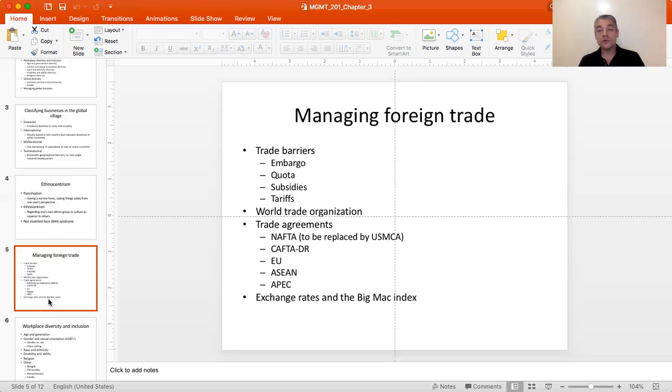Whether or not this protection is actually good for your domestic industry is a big question, but you see that the United States has imposed tariffs against China in many different industries and many product categories. China is doing the same against US exports. And this is sort of this old way of regulating foreign trade. But as we see, up until now, it's still being used.